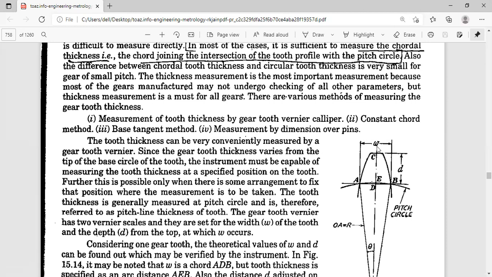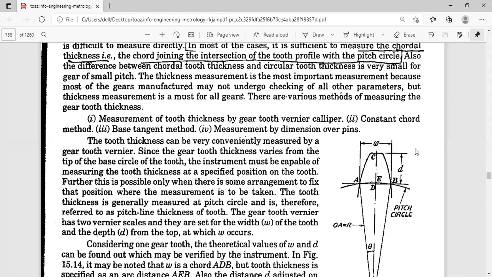This is the W where we want to check as far as the tooth thickness is concerned. So it can be conveniently measured by the first method, the gear tooth vernier caliper method, or the chordal thickness method. We have to, because the gear tooth thickness varies from the tip to the base circle of the tooth. So you have to set a suitable position for the instrument so that it will be capable of measuring the tooth thickness at a specified position.